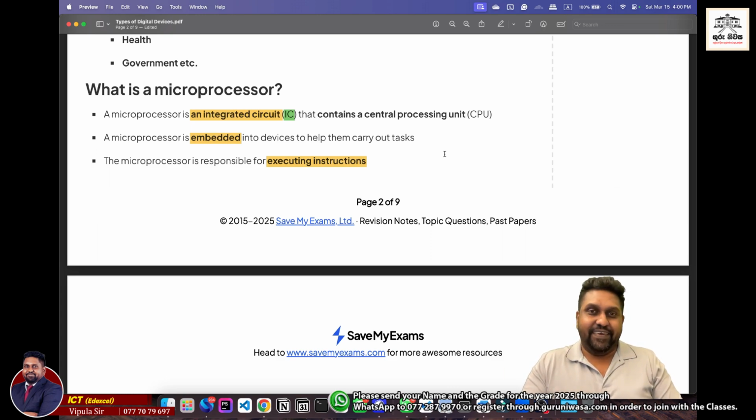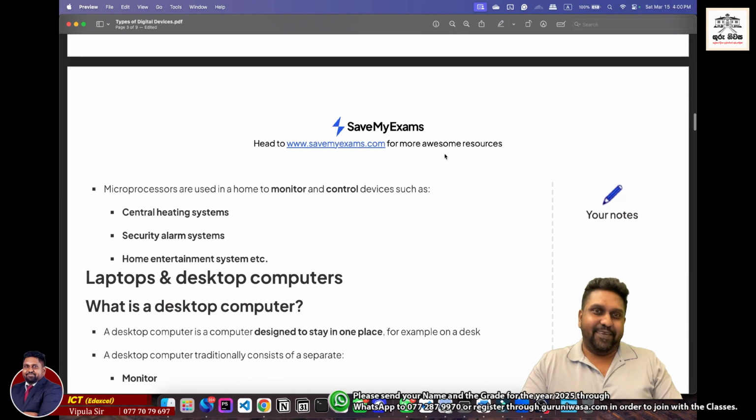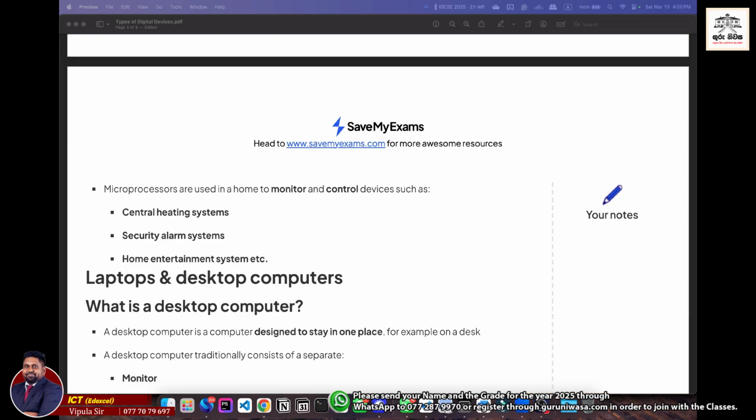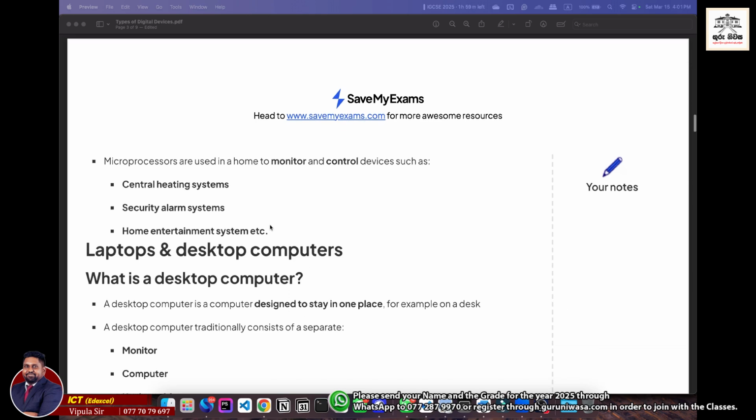Like even in our monitors we do have control ICs. Okay, so in simple terms, microprocessors are used in a home. If you take it as an example, they are used in a home to monitor and control devices such as a heating system or security alarm systems, as well as home entertainment systems and so on and so forth. So there are a lot of different uses for this.